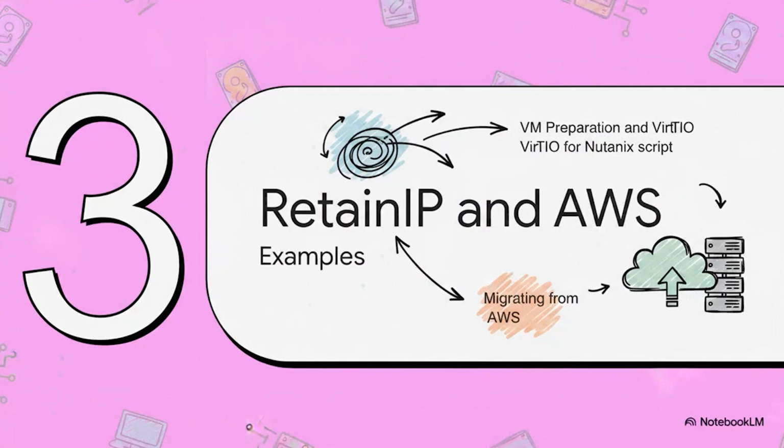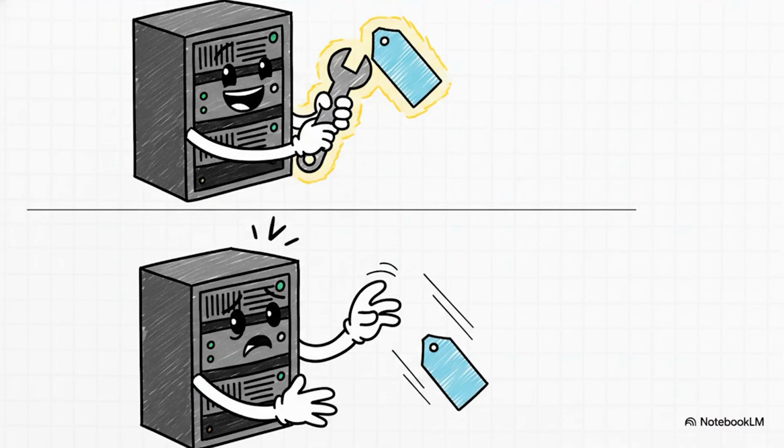All right, let's ground this with some specifics in part 3, examples covering RetainIP and AWS. A massive detail you need to commit to memory is that the RetainIP feature heavily depends on the guest OS having specific utilities ready to go. For Windows VMs, Nutanix makes it crystal clear.